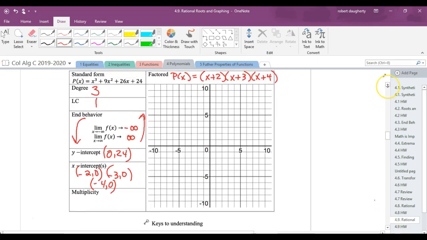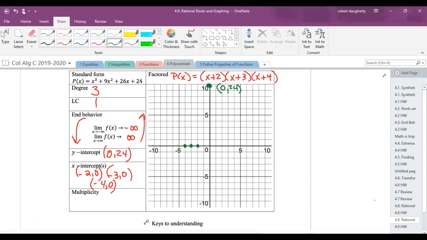So now let's go graph this. My x-intercepts are negative 2, negative 3, and negative 4. And then my y-intercept was (0, 24). It's off my graph, so I'm just going to put it right here and call that (0, 24). My graph didn't quite hold it, but we'll be good with that.